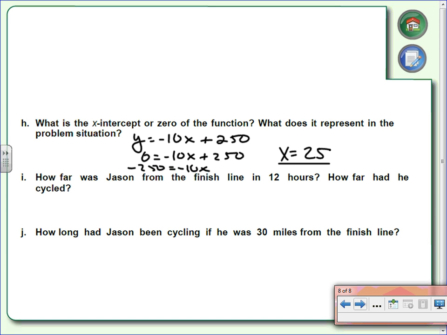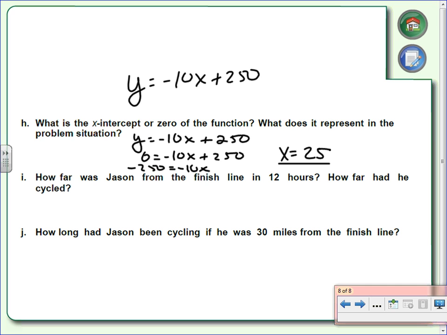All right, last two questions here. I, how far was Jason from the finish line in 12 hours? Well, let's use our equation to figure that out. The equation we had was y equals negative 10x plus 250. So everybody go to your y equals button. Put that in there for me. Negative 10x plus 250. Put it in your y equals.